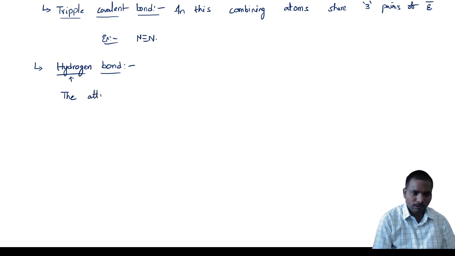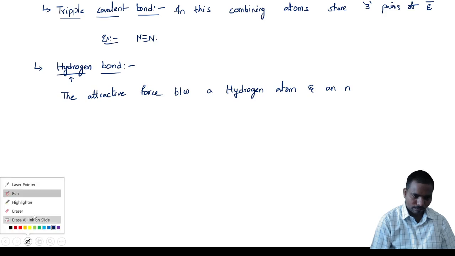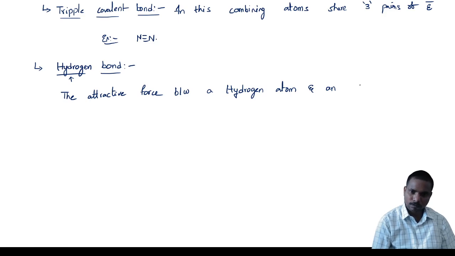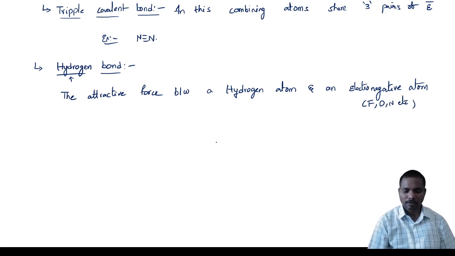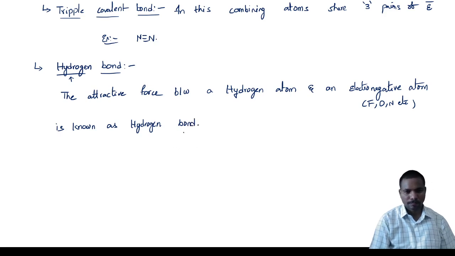The attractive force between a hydrogen atom and an electronegative atom, for example chlorine, oxygen, nitrogen, is known as a hydrogen bond.